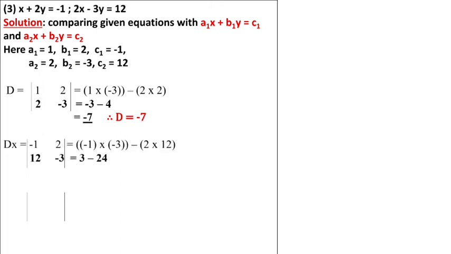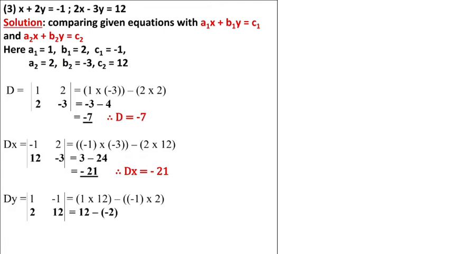For dx we take what? c1 c2 and b1 b2. So minus 1 into minus 3 minus 2 into 12. 1 3 is 3, minus minus became plus. Outside the bracket we have the minus sign. 12 2s are 24. And 24 minus 3 we get 21. So the bigger number is 24, we get the answer minus 21. The dx value is minus 21.